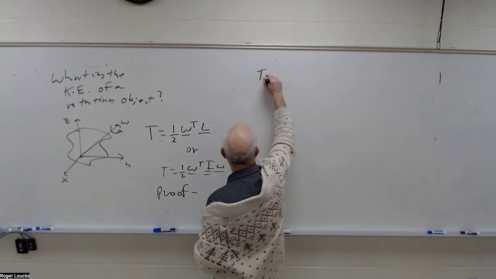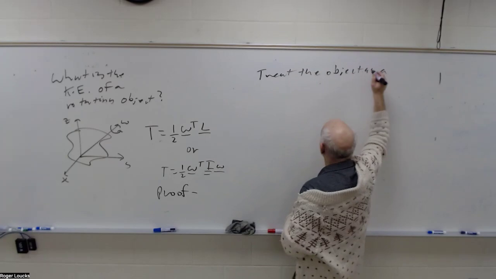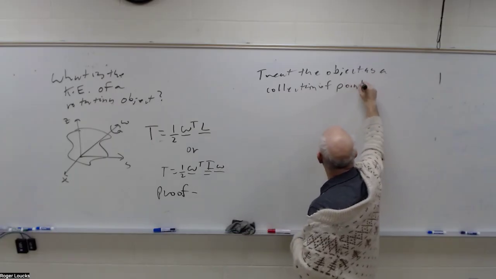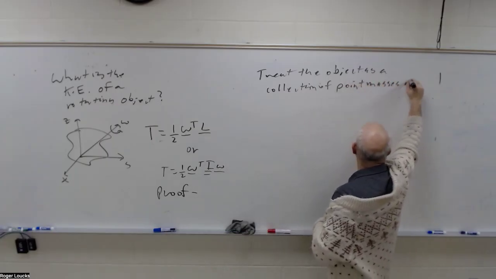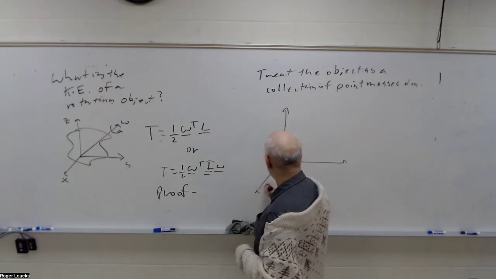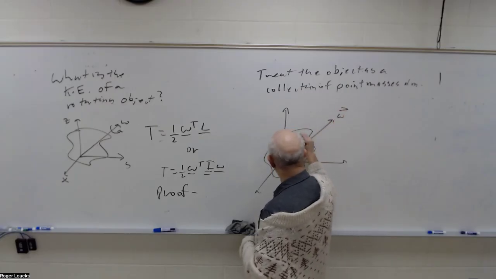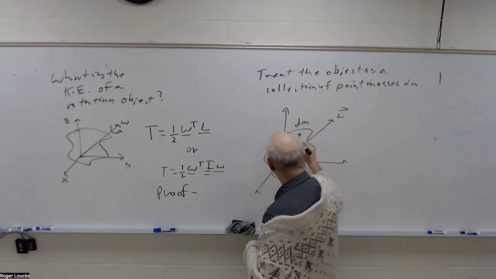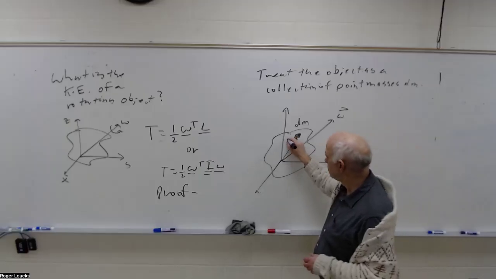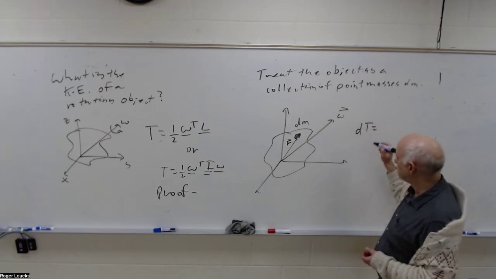So treat the object as a collection of point masses. Here's a little object. There's omega, and here's my favorite little point mass, dm. From here to here, this is going to be r. So what do we have here? We have the tiny kinetic energy, I'll just call it dT.